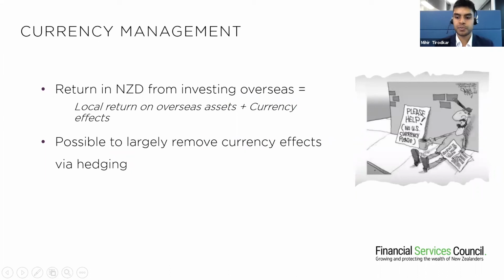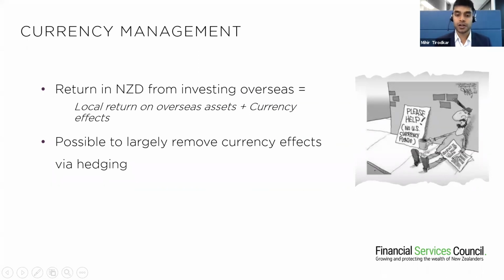Now we're going to move on to the peripheral considerations. We're going to be talking about currency management. So far, we've quite naively been talking about returns in various asset classes, but as a New Zealand investor investing overseas, the total return we get is the return of that asset class plus some sort of currency effect, depending on if the New Zealand dollar goes up or down.